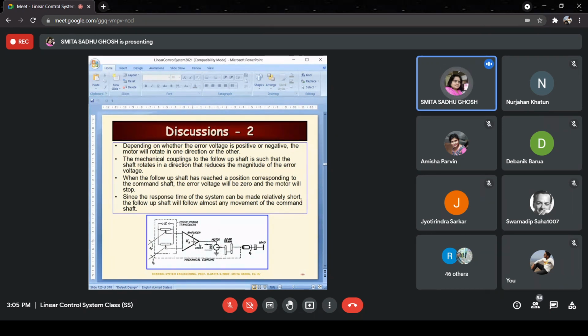Insofar as this error voltage is positive, maybe the motor was rotating in one direction. If the error voltage polarity changes, the motor will start rotating in the opposite direction. And if the generated error voltage is zero, then the motor will not be excited by any voltage, so there will be no further rotation. That is the way it works. So depending on whether the error voltage is positive or negative, the motor will rotate in one direction or the other.